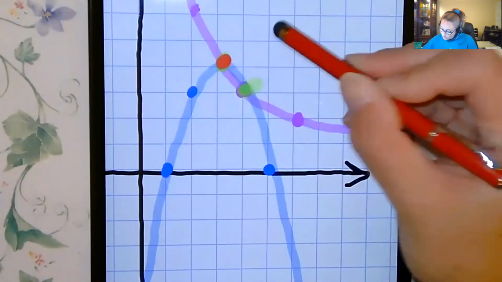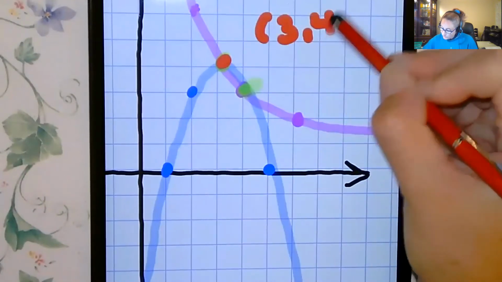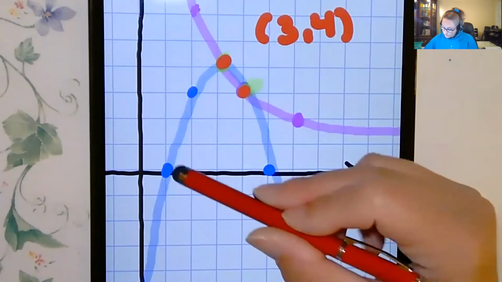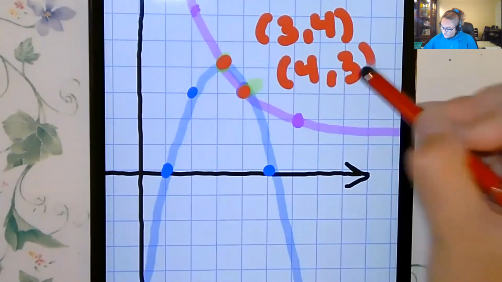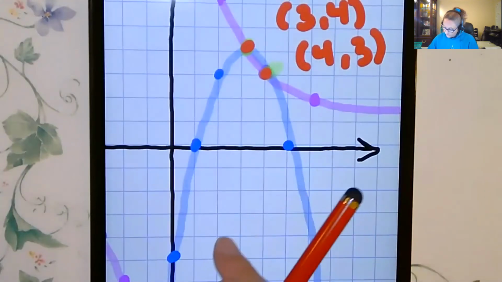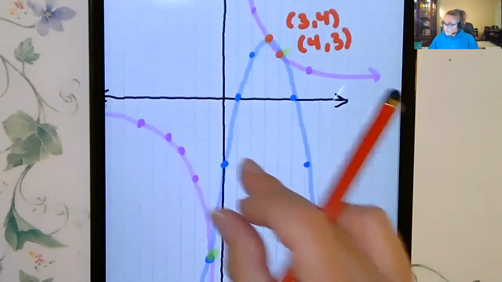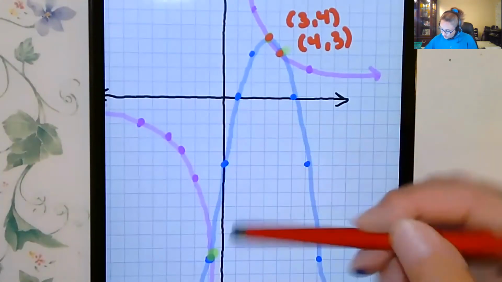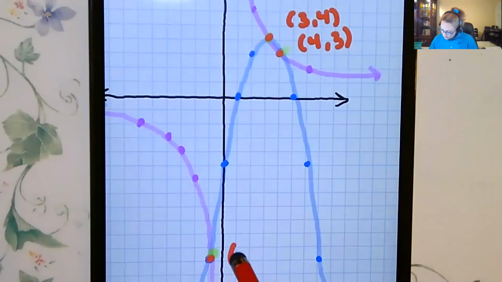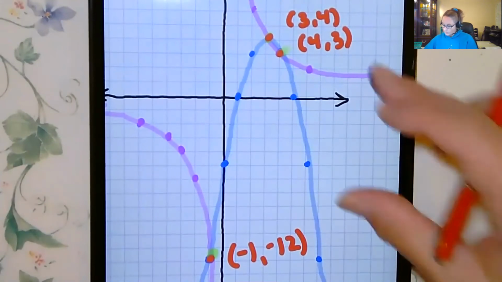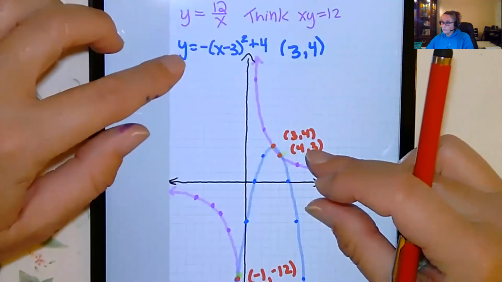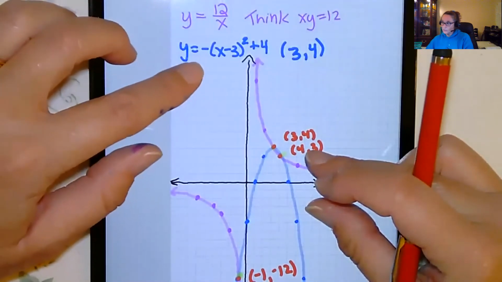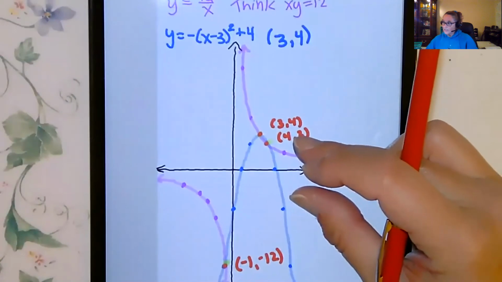Okay, so this one here would be (3, 4). This one here would be (1, 2, 3, 4) comma 3... and over here, for this one, it is (-1, -12). Now, those would be our answers if this was a system. If I was solving this system, y equals 12 over x, and y equals negative quantity x minus 3 squared plus 4. But we're not solving it as a system.